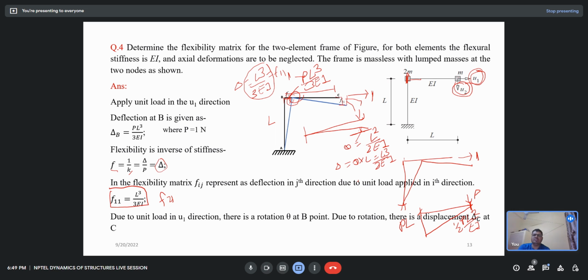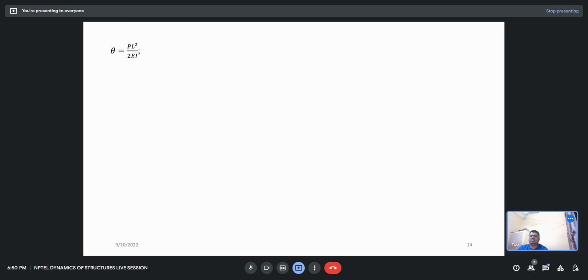So for F21, due to unit load in the U1 direction, there is a rotation theta at point B, which I discussed. Due to this rotation, there is a displacement delta C at this point, which is L into theta, with theta being PL square over 2EI. So that is PL cube over 2EI. So F21 is L cube over 2EI.